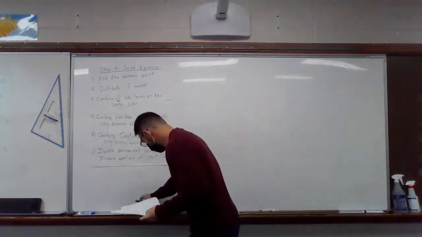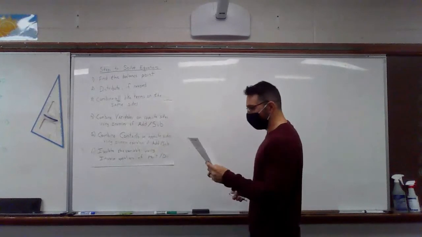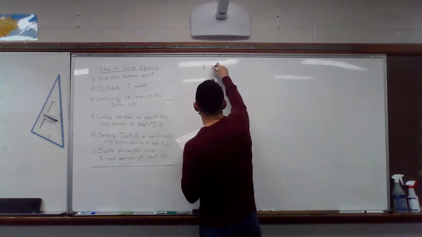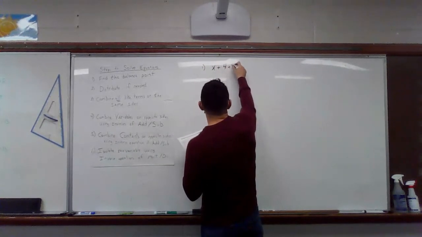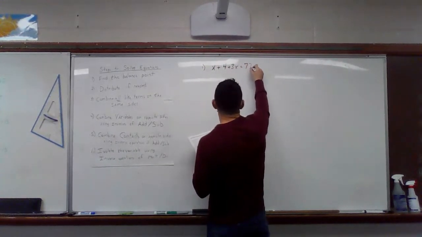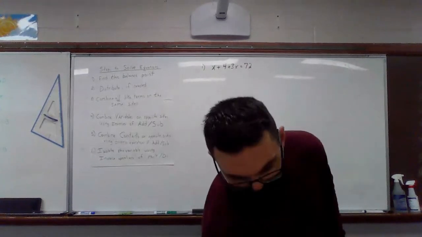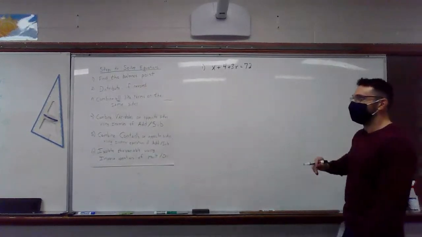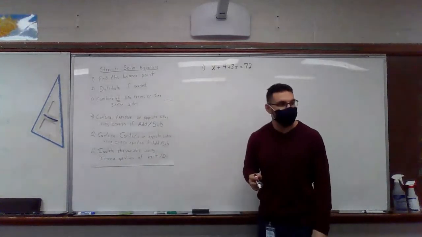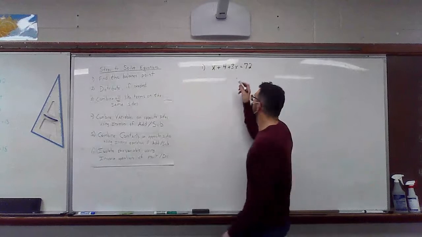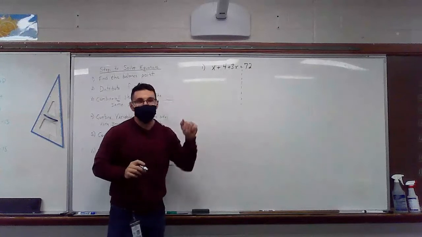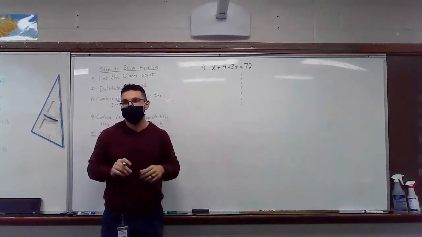And we're going to do an example straight from number 1. So number 1 says x plus 4 plus 3x equals 72. This is not a new equation. I would expect you to know how to solve this already. So let's use our anchor chart and go exactly with our steps. Step 1, find the balance point. Step 2, distribute if needed. I do not need to. How do I know? There's no parentheses.